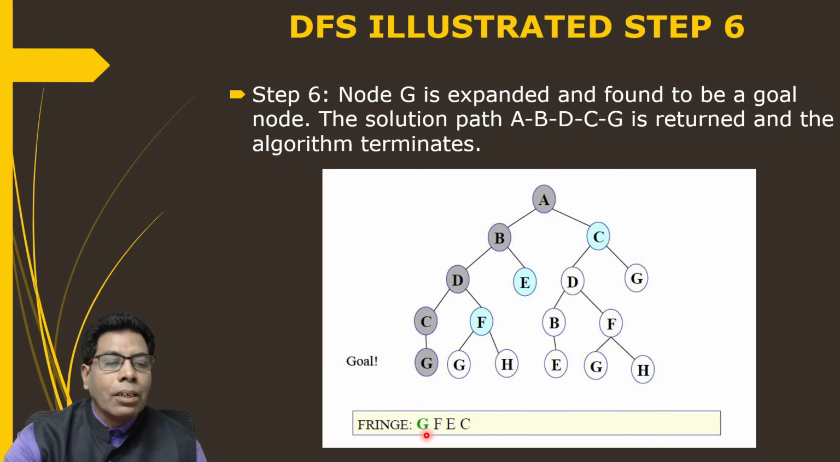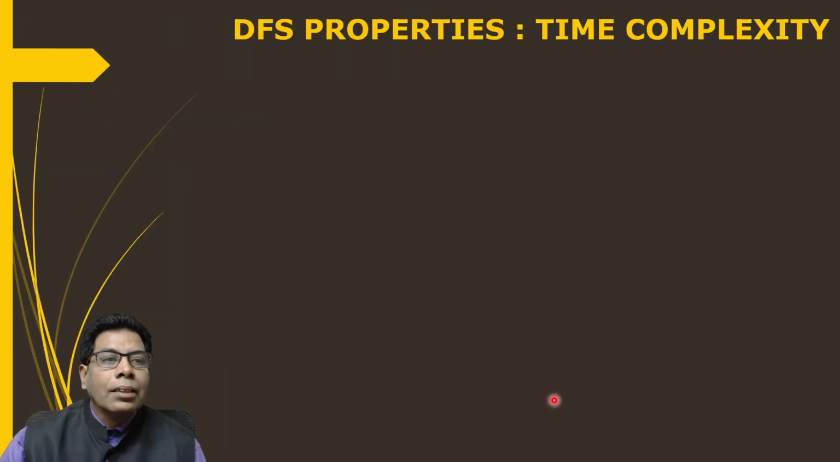So the fringe will have the nodes G, F, E and C. Only these nodes will be present in the fringe. So in this way, the algorithm will work. Then let us see some of the properties of the DFS algorithm.